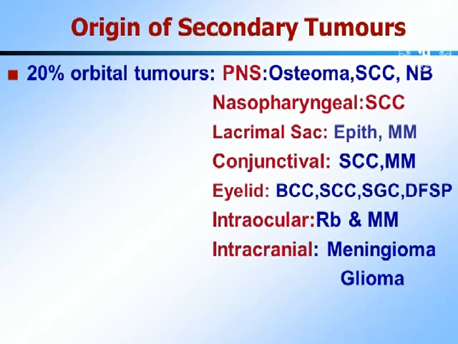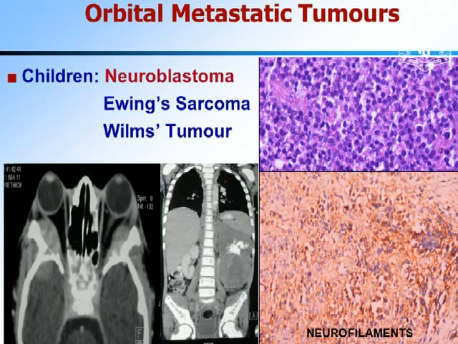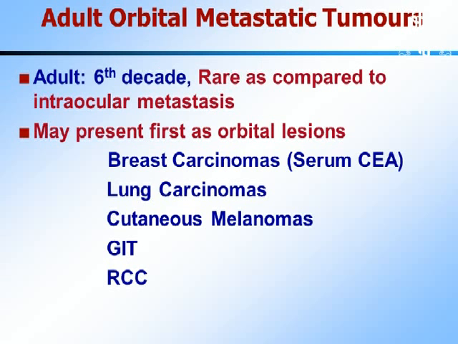And finally, the metastatic tumors and the secondary tumors form a big chunk, about 20% of the tumors. We have tumors from the eyelid, from the conjunctiva, from the intraocular spaces, as well as from the meninges. They all infiltrate the orbit. In children, neuroblastomas are very common. Dr. Vishnu talked about it. These are diagnosed as small round cell tumors, which are positive for neurofilaments. In adults, intraorbital metastasis is much rarer. Intraocular is commoner.